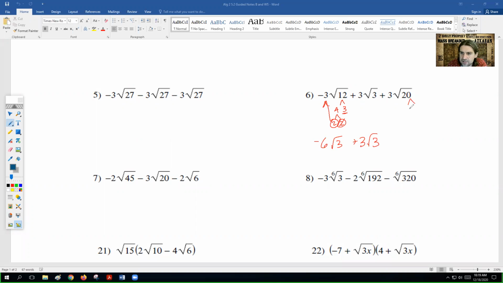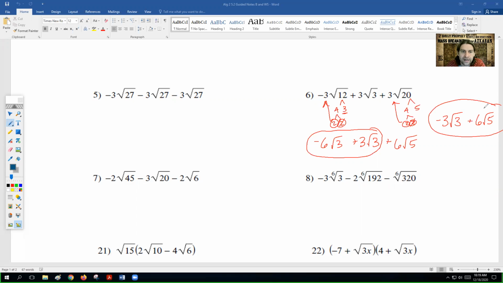And then what about the 20? Let's see, that would be 4 and 5, 2 and 2. Breaks that out, that'd be plus a 6 radical 5. Well, we can't combine the radical 5s with the radical 3s, but we could combine those together. And so the final answer would be, okay, negative 6 plus 3. That'd be a negative 3 radical 3 plus the 6 radical 5. And so there's the final answer.